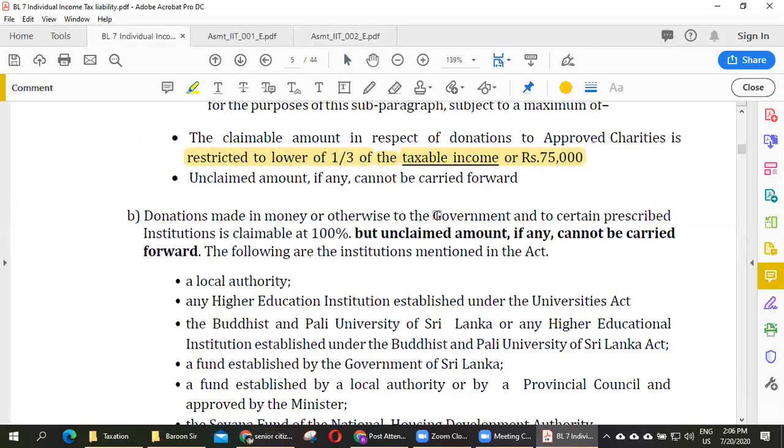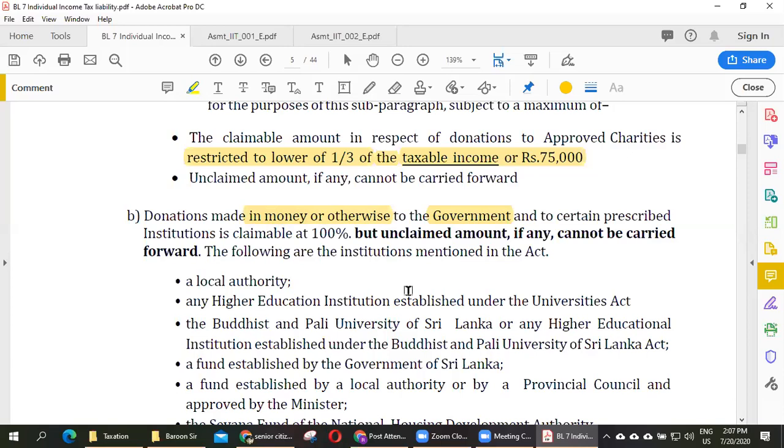The second one: the donation to whom? Donation to the government. Here, the important words are in money or otherwise. You can donate to the government as money, as rupees, or in any other way. Say we can donate to the government a building or vehicle, or you can paint a government building.